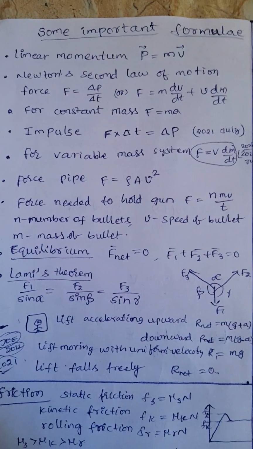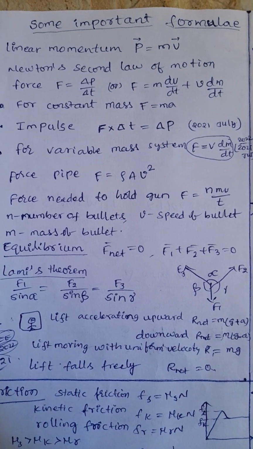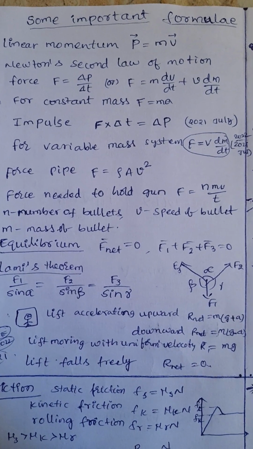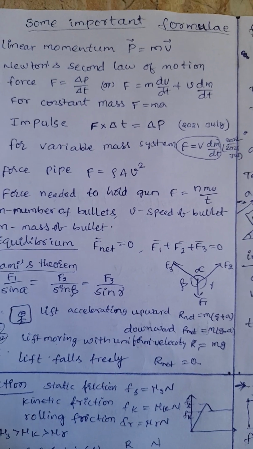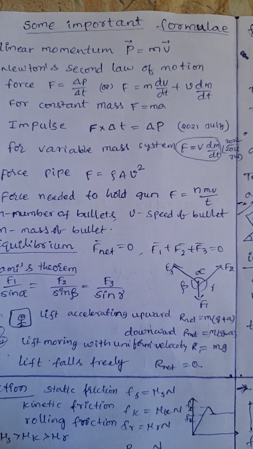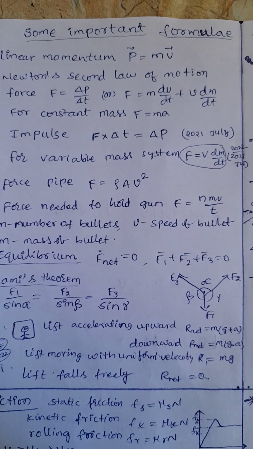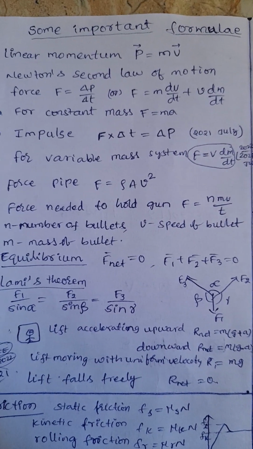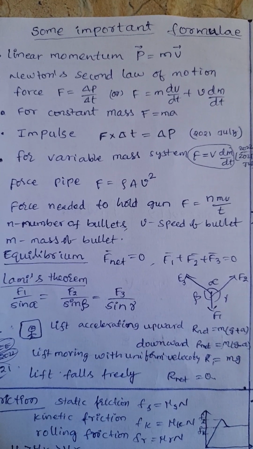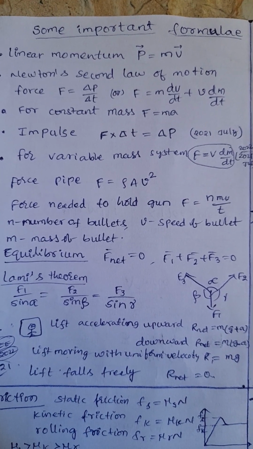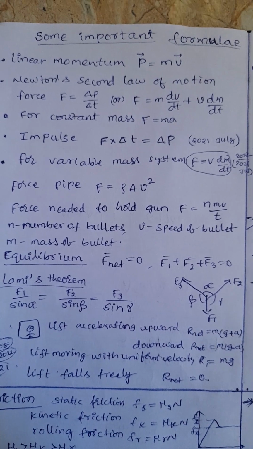For the acceleration of a body in a lift, in the upward direction the net force is equal to m into g plus a, and if it is in the downward direction, the net force is equal to m into g minus a. If the lift is moving with uniform velocity, acceleration is 0, then the net force is equal to the weight. And if the lift falls freely, the acceleration of the body is equal to acceleration due to gravity, then the net force is equal to 0.